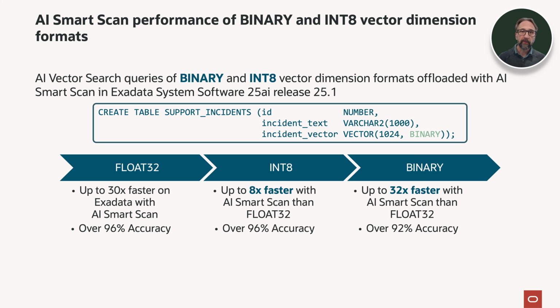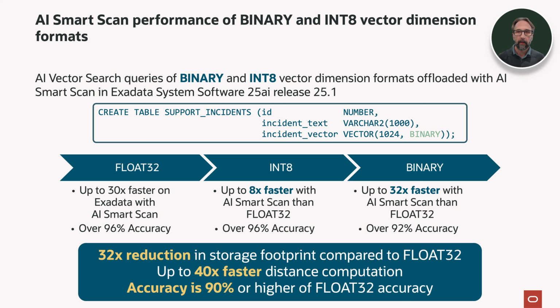For reference, float32 is up to 30 times faster on Exadata with AI Smart Scan and maintains over 96% accuracy. int8, in contrast, is up to 8 times faster with AI Smart Scan than float32, again maintaining that 96% plus accuracy. Binary is up to 32 times faster with AI Smart Scan than float32 and maintains a very good accuracy of well over 92%. This results in up to 32 times reduction in storage footprint compared to float32, up to 40 times faster distance computation, and an accuracy of well over 90% compared to float32.